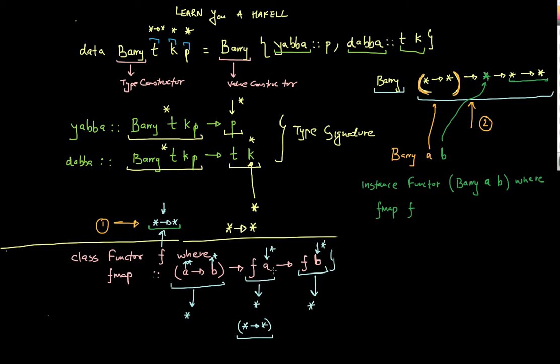If I look at this f a, I know f now is this entire piece, Barry AB. So let's replace f with Barry AB, followed by this argument, in this case a. Now instead of calling that a, let's just make it c, just so that we don't confuse it with this a.